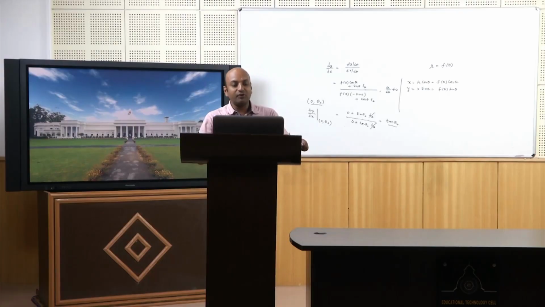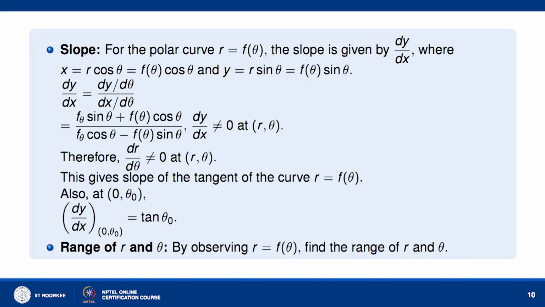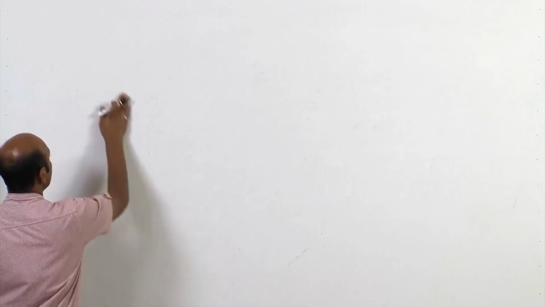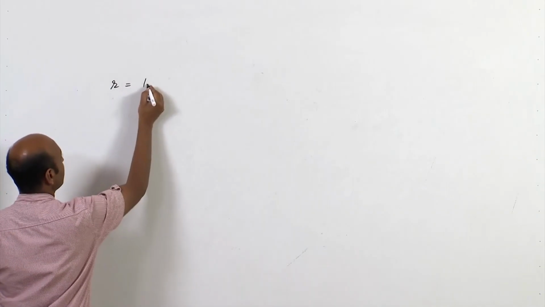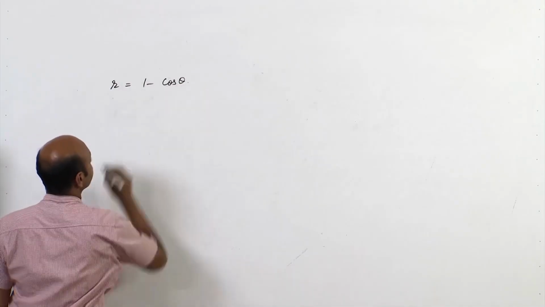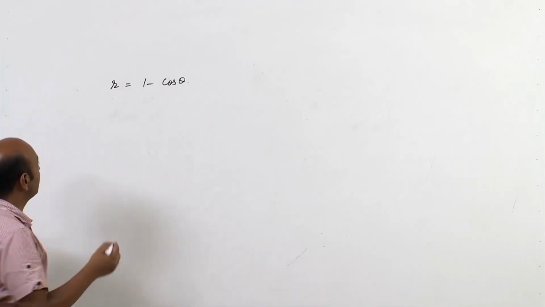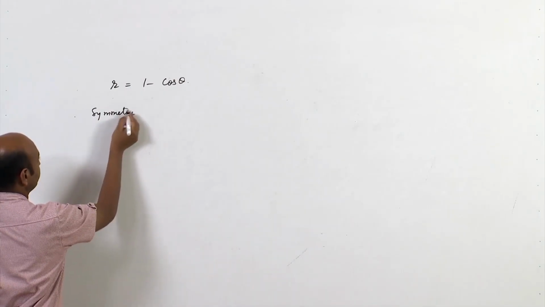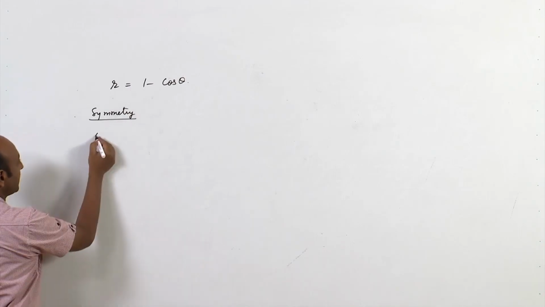Now, the last point is we find the range of r and theta. By observing the polar curve r equals f theta, you find the maximum and minimum value of r by varying the values of theta. This also we can observe. Now, let us discuss this thing. Suppose we want to graph r equals 1 minus cos theta. Okay. So, first is r equals 1 minus cos theta. Now, first we check for symmetry about x axis.